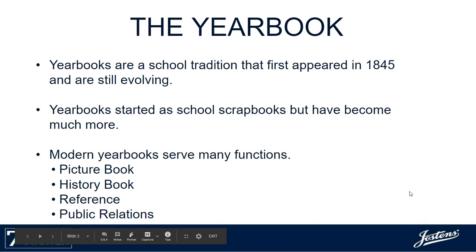So, yearbooks have been around and they've been a school tradition all the way back into the 1800s, right? The slide shows you here that the first one appeared in 1845, and they're still evolving. There are some high schools that don't do a print yearbook anymore and just do a digital scrapbook, which I think is an interesting idea, one that we may eventually have to investigate as well.